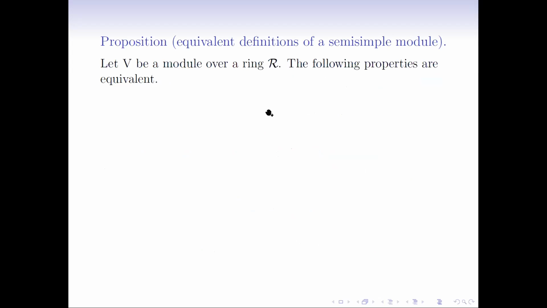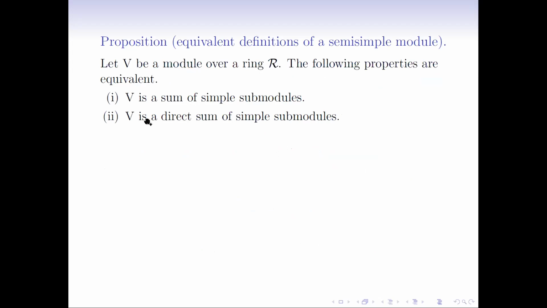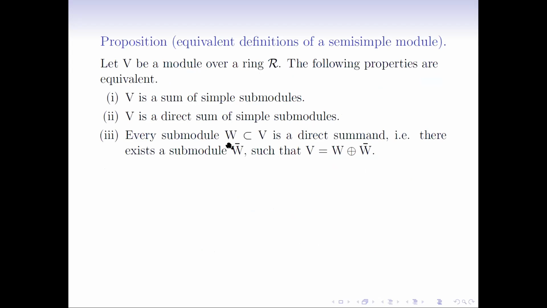Another proposition is an equivalent definition of semi-simple module. So let V be a module over R. So the following properties are equivalent. V is a sum of simple submodules. V is a direct sum of simple submodules. And every submodule W inside V is a direct summand. So it means that there exists a complement of W inside V, such that V equals the direct sum of W and W bar.